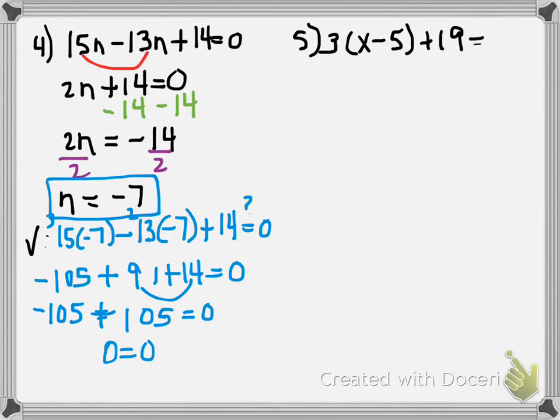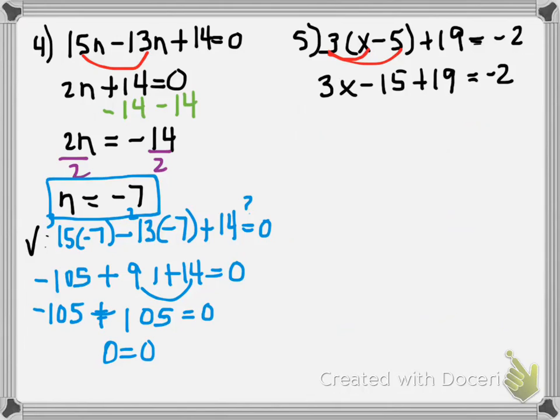All right, so this problem. We got 3 times the quantity x minus 5 plus 19 equals negative 2. So do I have any distributing that needs to take place? Yes. Oh, finally we do. So we're going to distribute. We need to multiply 3 times x, which is 3x. And then we're going to multiply 3 times negative 5, which is going to give me a negative 15. And then I'll write out the rest of the problem.